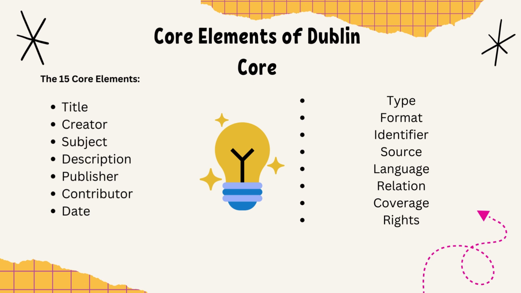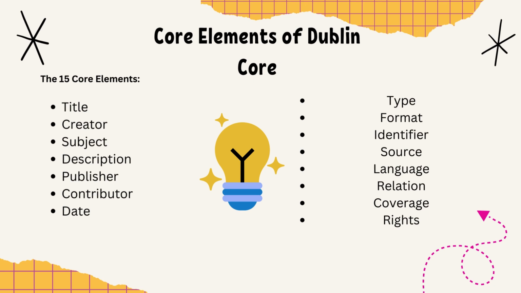The source element provides a related resource from which the described resource is derived. This can include the original work or any materials it was based on. So for our example, To Kill a Mockingbird, the source would be based on the original manuscript held by Harper Lee's estate. The language element indicates the language of the resource. This helps in filtering resources based on language preferences. For To Kill a Mockingbird, we would put the language as English.